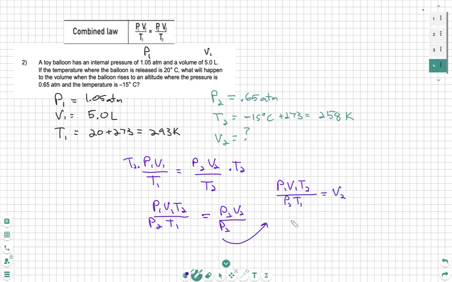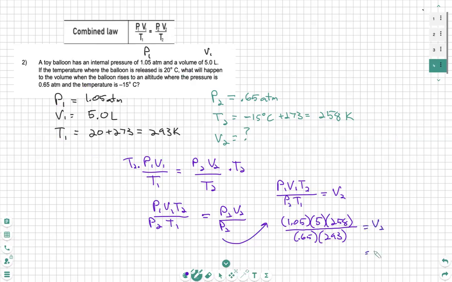Then all we need to do is start plugging everything in. My P1 is 1.05. My V1 is 5. My T2 is 258. We draw our fraction bar. Our P2 is 0.65. And our T1 is 293. We got all those values that were labeled up here, and that's why we label them initially to begin with.